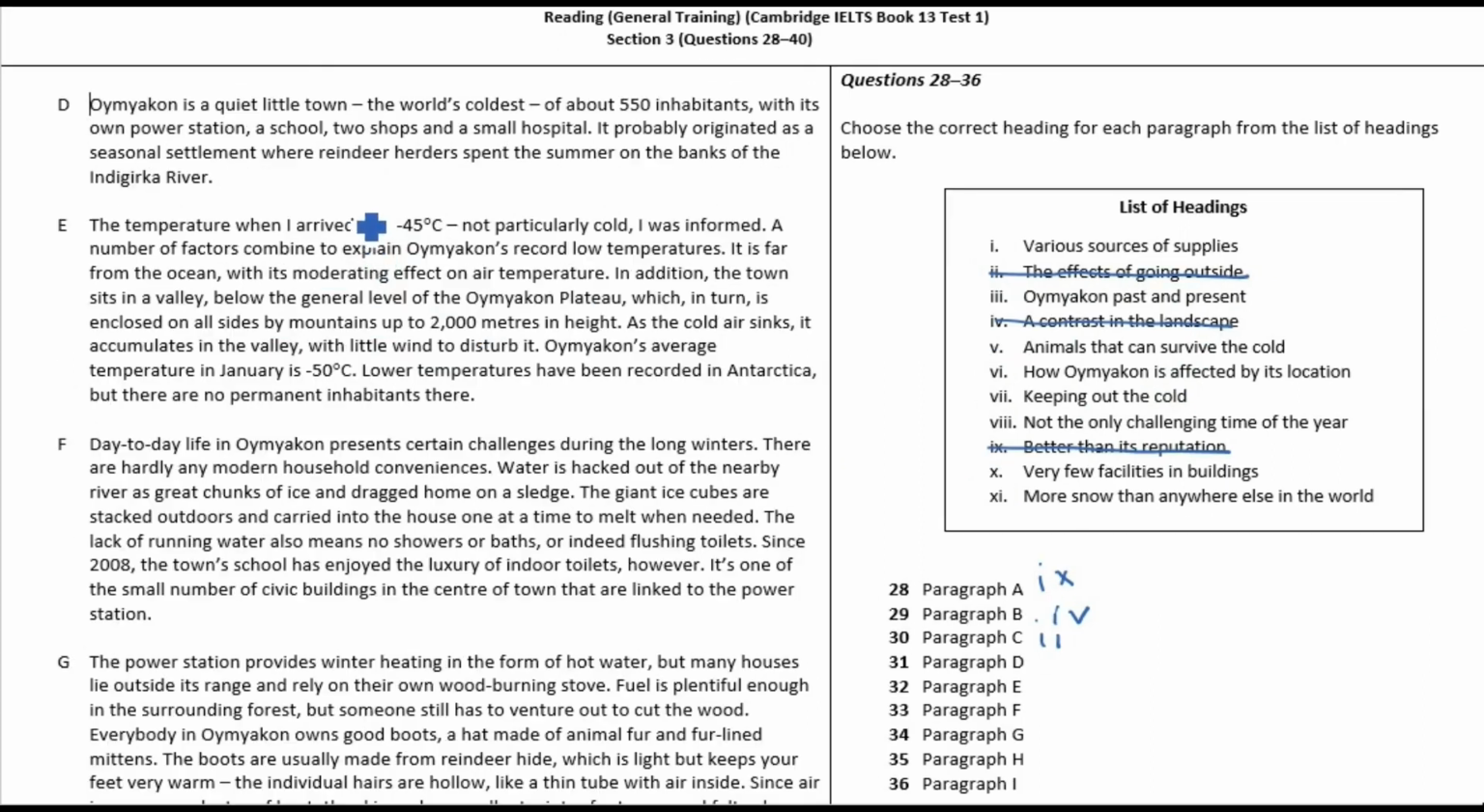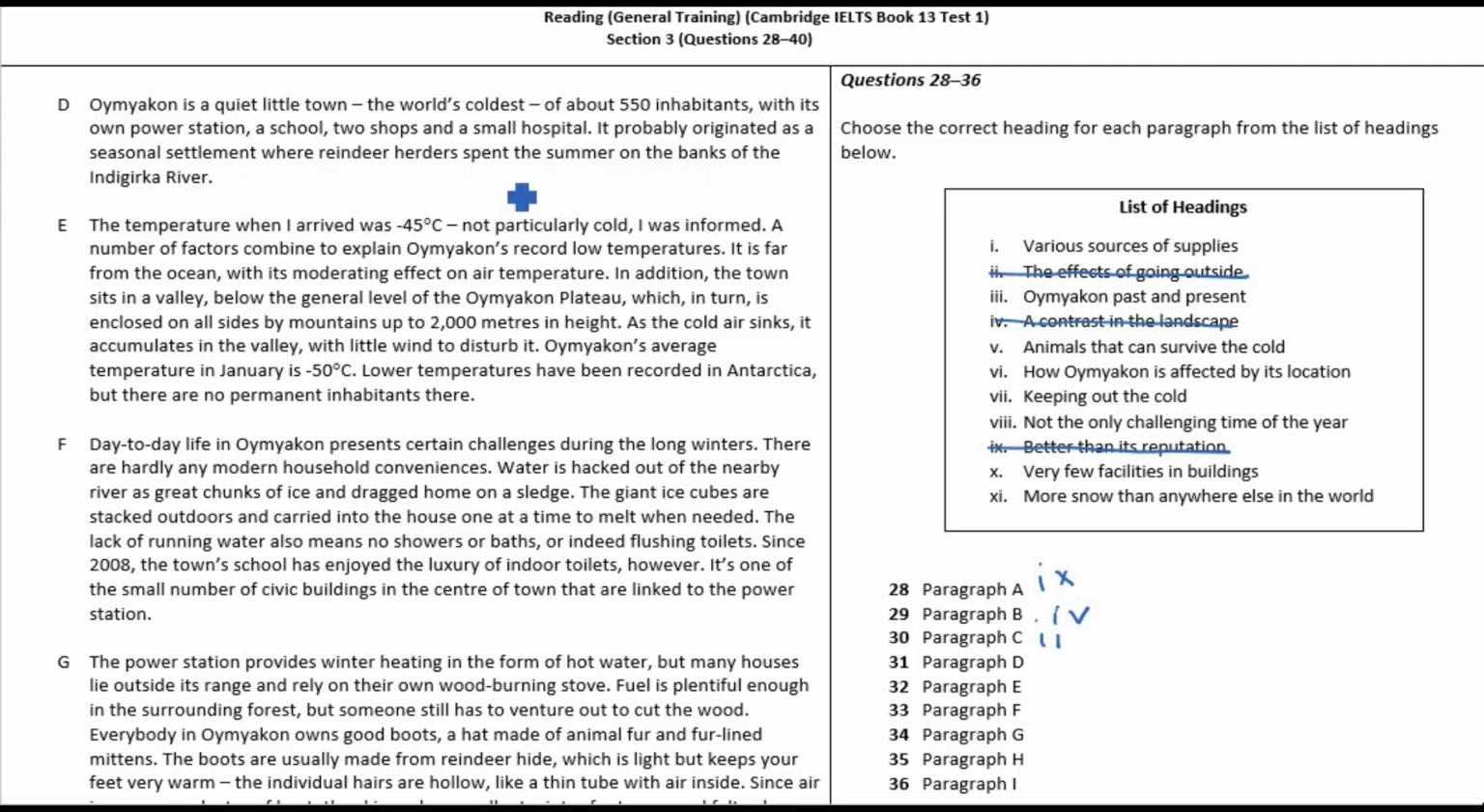That's a short paragraph. It's a quiet little town, world's coldest, 550 inhabitants, power station, school, 2 shops, small hospital. Originated as seasonal settlement, reindeer herders, summer on the banks. So it is about what the place is like now and how it started, the origin of the place.